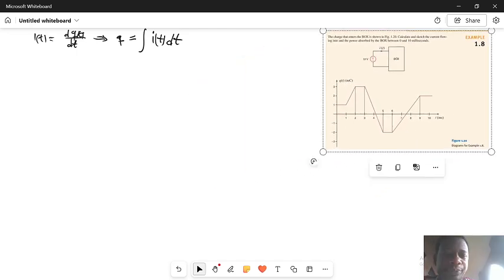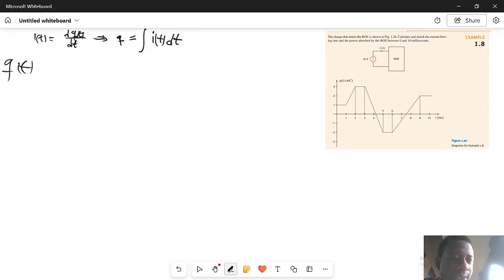In this example, they tell us to determine the current and to sketch it. We want to determine the current and sketch the current. They already give us the charge, q(t) is given. So we want to determine the current. First, since we have the charge, we take the derivative to get the current.